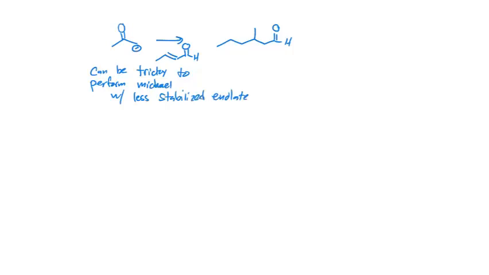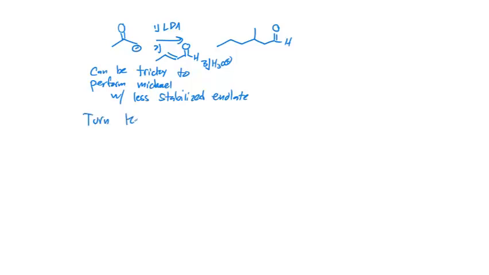So we need to find a different way to do this. The first way we were proposing was LDA followed by the Michael acceptor followed by mild acid workup. But this enolate that I've shown is not well stabilized, right? It doesn't have both carbonyls present. So this just doesn't work as well. Let's look at another option.